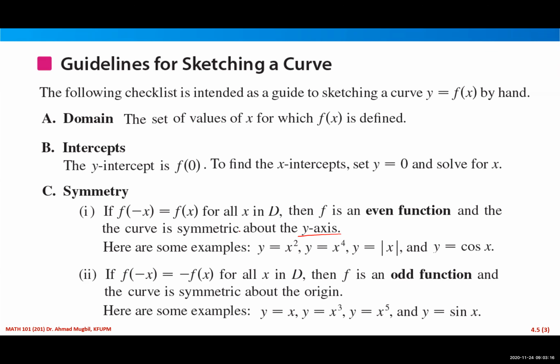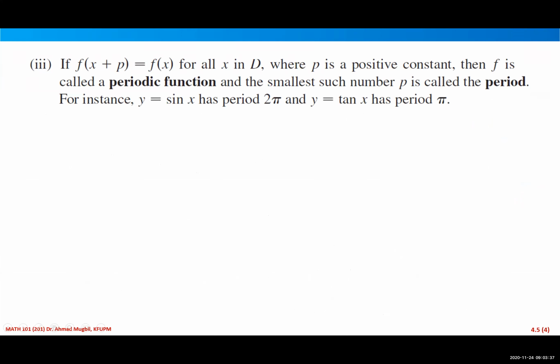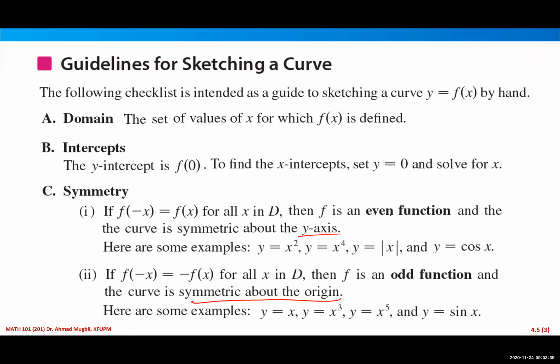So the graph will be symmetric about the y-axis, like what you have for x squared. It will be something like that. And if it is odd, it will be symmetric about the origin. It will be something similar to x cubed, like this. So it is good. It will give you an idea. You can check your graph. Is it correct or not? And you know that there are functions that are neither even nor odd.